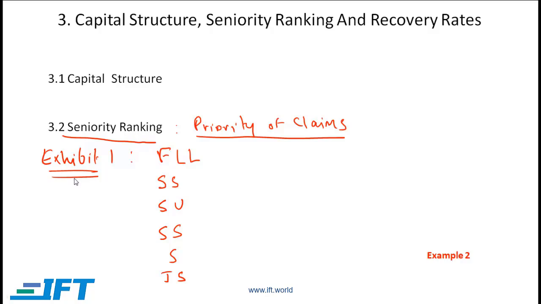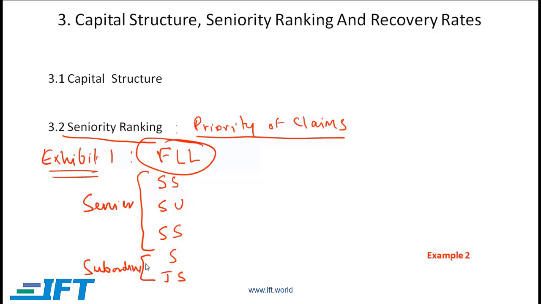Should there be any sort of a default, the first claim is with the first lien loan holders. So holders of this security would have the highest priority, followed by senior secured, then senior unsecured, then senior subordinated. So all these fall in the senior category. Now senior means that these bondholders will be paid off first, followed by subordinated debt. So subordinated debt has a claim after senior debt.